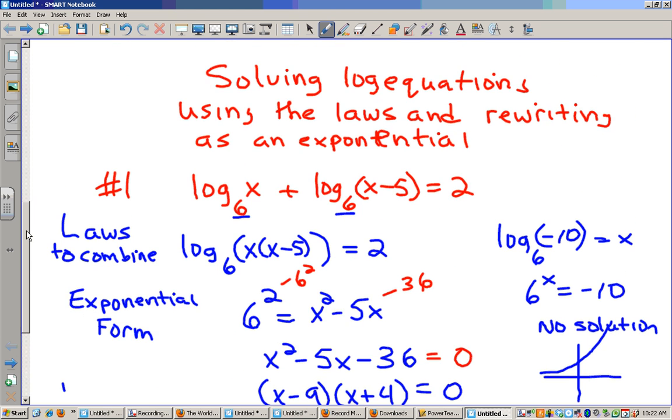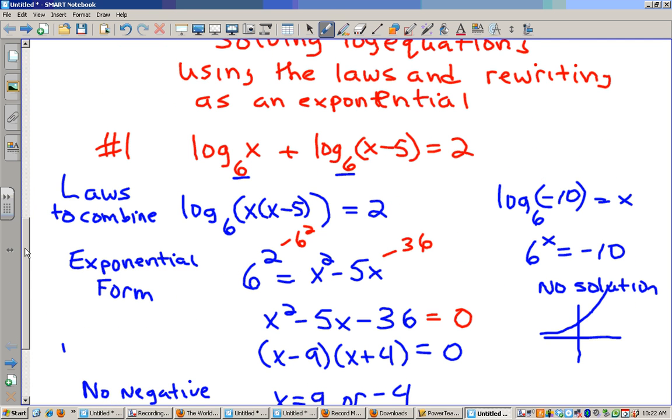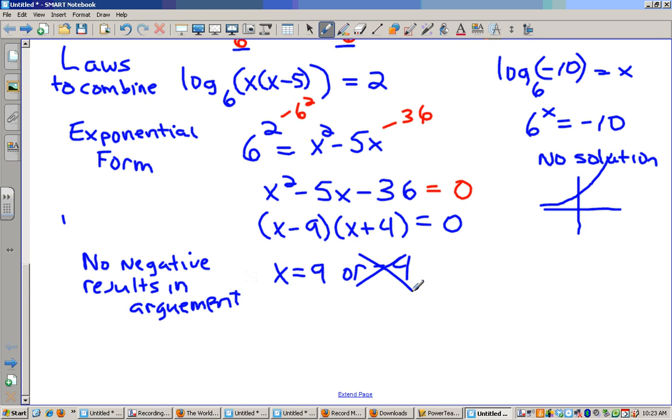So when I put this number back in here, like when I put in the 9 or the -4, you see when I put a -4 in here, I have a problem. Because this is saying 6 to some power gives me -4. That can't happen. Does that make sense? So therefore, -4 is out. That's called an extraneous root.